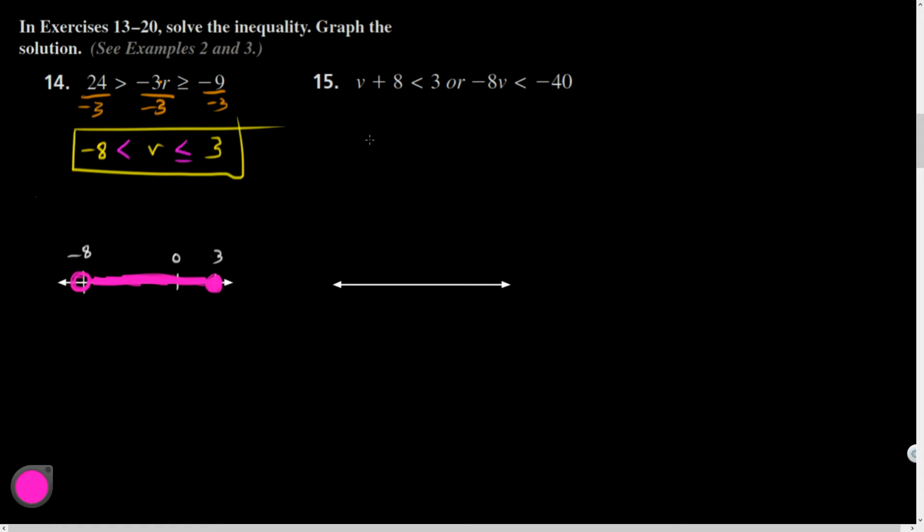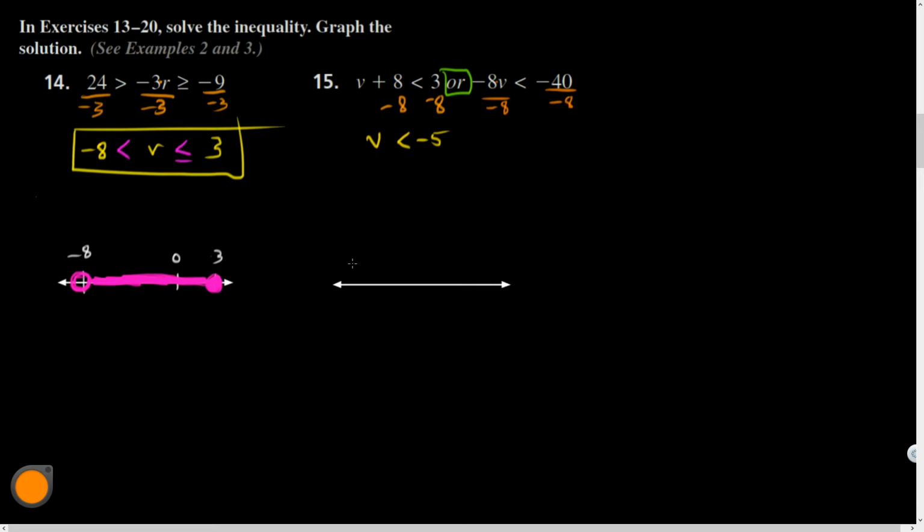So for this OR problem, guys, solving OR problems is actually even easier. It's just like solving two problems. You don't even have them interfere with each other, really. So over here, subtract 8 from both sides. Do I have to flip that sign? I don't. All right, over here, divide both sides by -8.